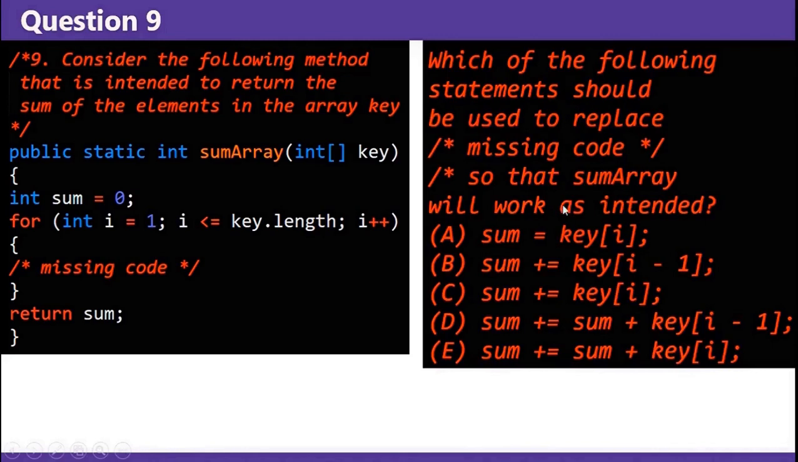Since you're starting at 1 and wanting to go to the end of the array, the proper code snippet will be B, as it's looking back 1 for every element, which will make sure you sum up every single element.